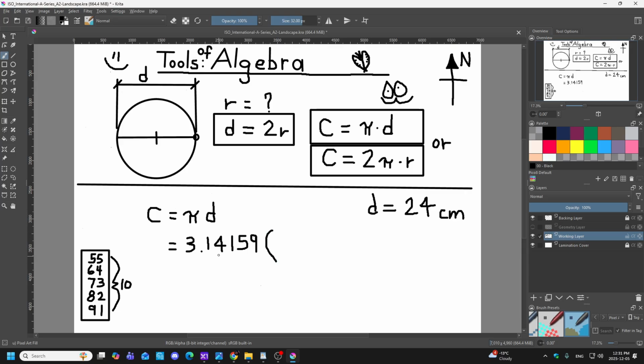We have to multiply by pi. Pi is a constant. It's a ratio of the circumference divided by the diameter. Essentially, it's a constant. Times d, which is 24.